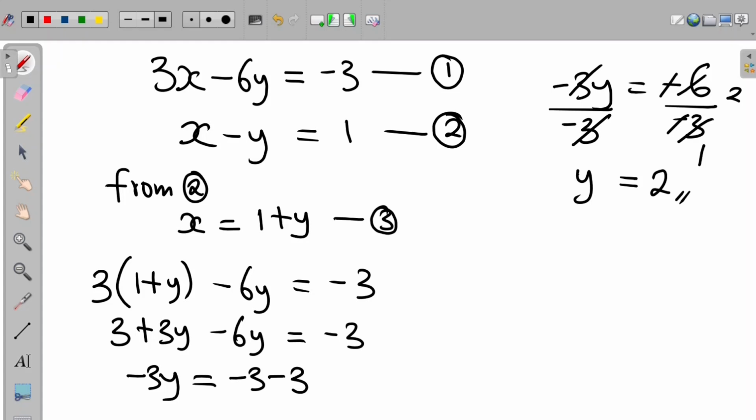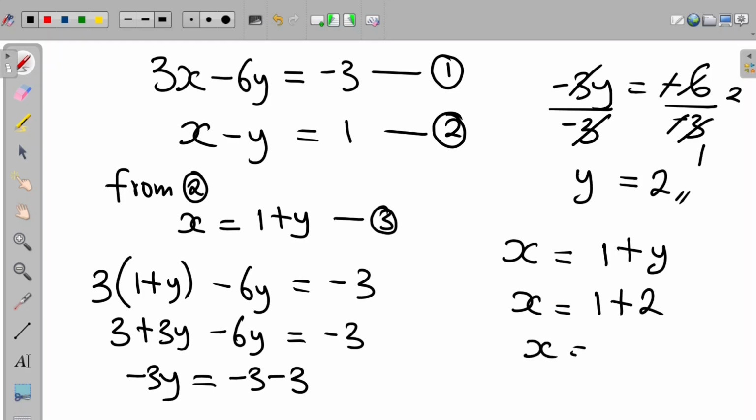Now to obtain the value of x, we will substitute y equal to 2 into equation 3. Thus, from equation 3, x is equal to 1 plus y. So x is equal to 1 plus y, which has been obtained to be 2. Therefore, x is equal to 1 plus 2, which is 3. So we have x is equal to 3 and y is equal to 2. We have obtained the value of y and also the value of x.